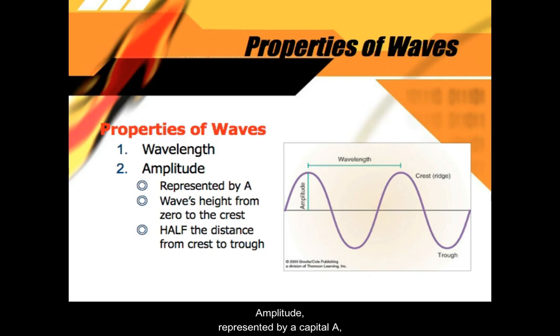Amplitude, represented by the capital letter A, is half the distance from crest to trough. It can be measured from midline to crest or from midline to trough. The distance from crest to trough therefore represents two amplitudes.